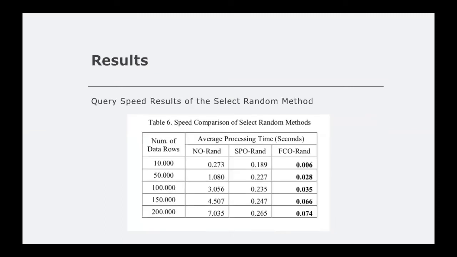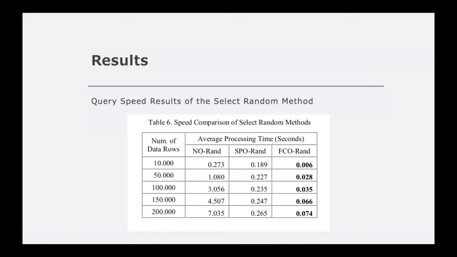So, as for the results, as we can see in this table, the two experimental methods resulted in a much better performance in processing time for each of the datasets, the results being more impressive in larger datasets, as we can see, for example, in these two cases here.